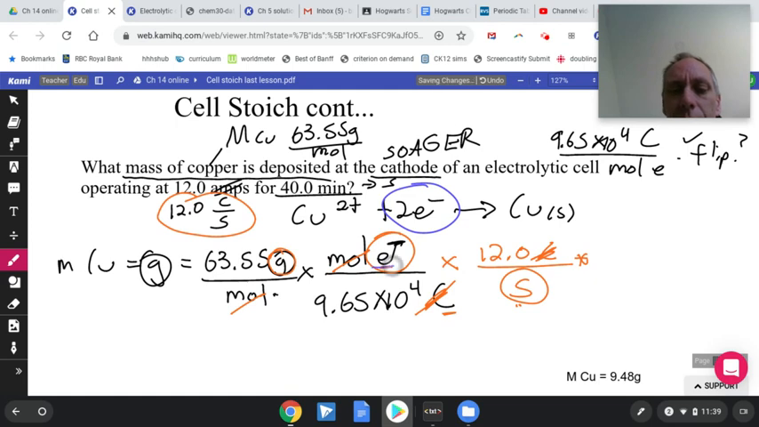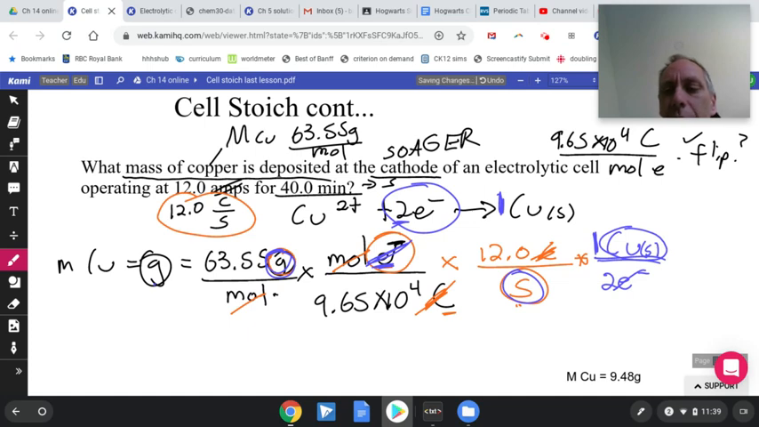So I have electrons on the top. I'm going to put 2 electrons on the bottom, and I'm solving for grams of copper. So I'm putting copper solid on top: 1 copper produced for every 2 electrons used up. Electrons cancel out. If I quit right now, I've solved for grams of copper per second.